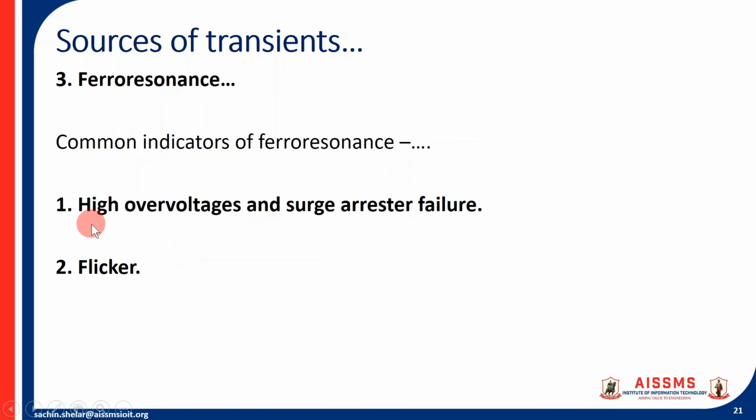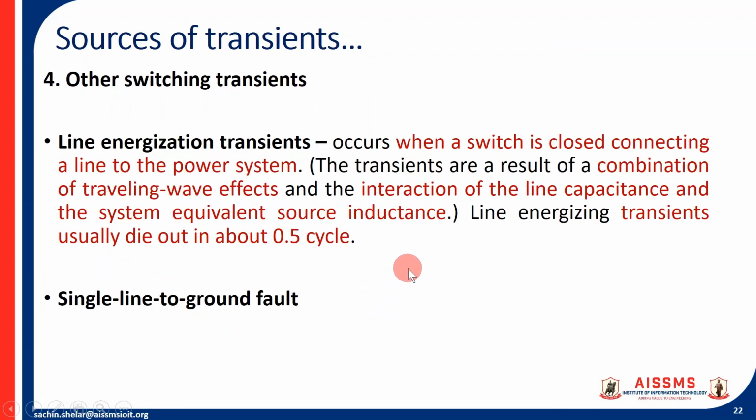A few more indicators of ferroresonance are high overvoltages, surge arrestor failure, and flicker. So ferroresonance will not only cause the transient but other problems as well, like flicker. And lastly, other switching transients. Those are normally line energizing transients.